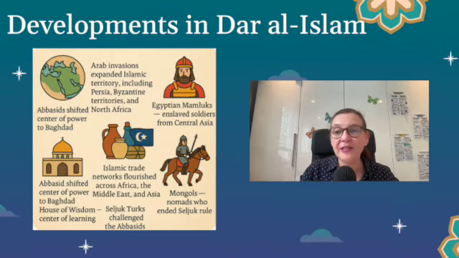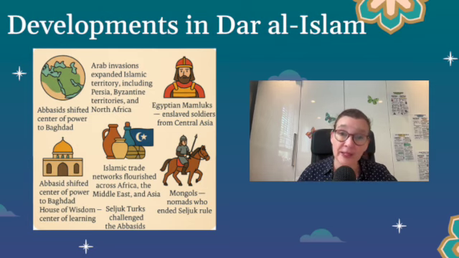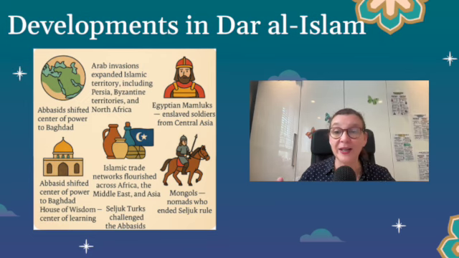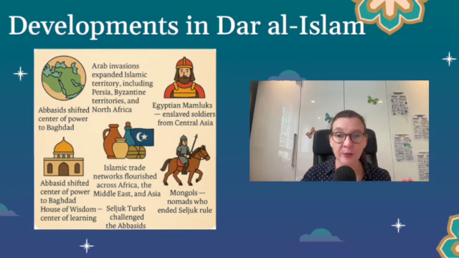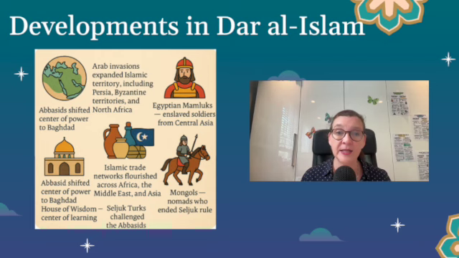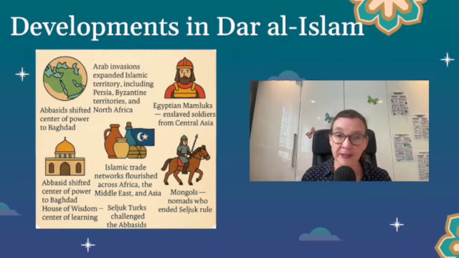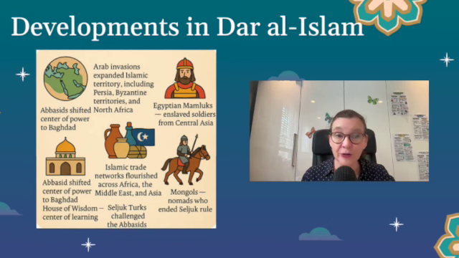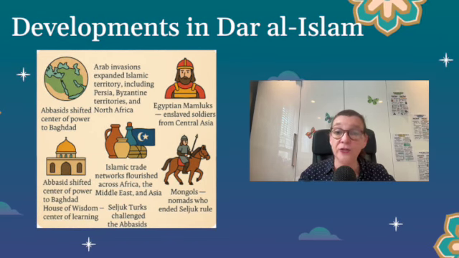Today we're diving into Dar al-Islam. That's the term for the Islamic world during the postclassical period. It was a time of incredible expansion, cultural growth, and also a lot of outside invasions. Let's break it all down. First, the early Arab invasions. They helped Islam spread quickly. Muslim armies expanded into Persia, parts of the Byzantine Empire, and across North Africa. These conquests weren't just military. They also spread Islamic culture, language, and law into new regions.